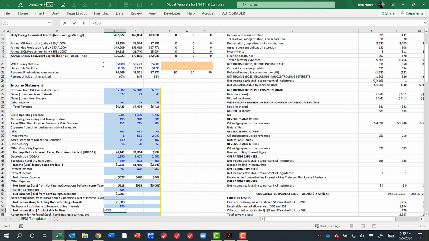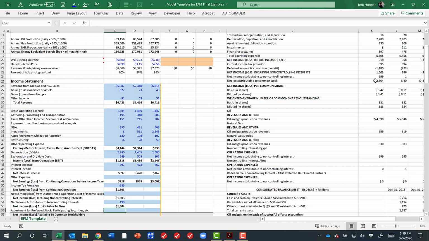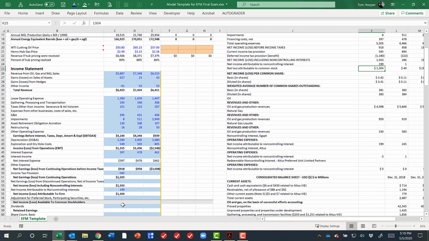When we subtract that off, we're left with 1304. That's attributable to common stock because they didn't have any preferred stock. And so we'll just carry it on down. And then we match our net incomes all the way across.